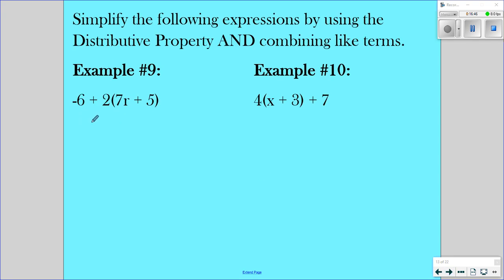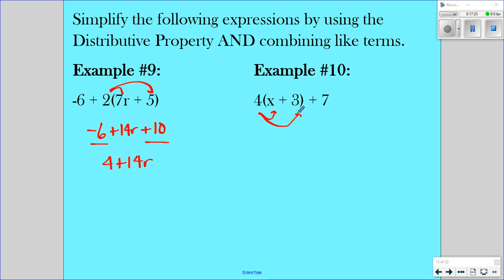Okay, more of this, but now we have other stuff where you're going to have to distribute and combine like terms and all that stuff. So for this one, we just bring this down. We're going to do the distribution first. So this would be plus 14r plus 10, because 2 times 5 is 10. Now we're going to combine like terms, so -6 plus 10, that's 4, and then plus 14r. There's our answer.